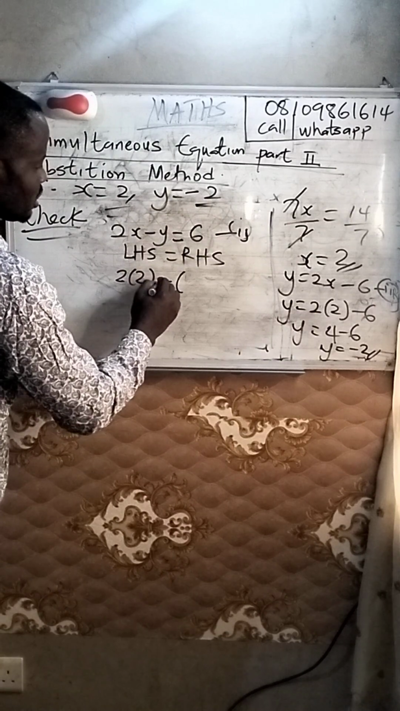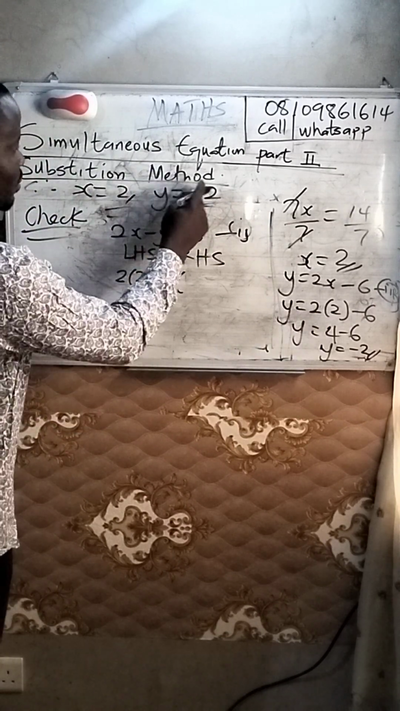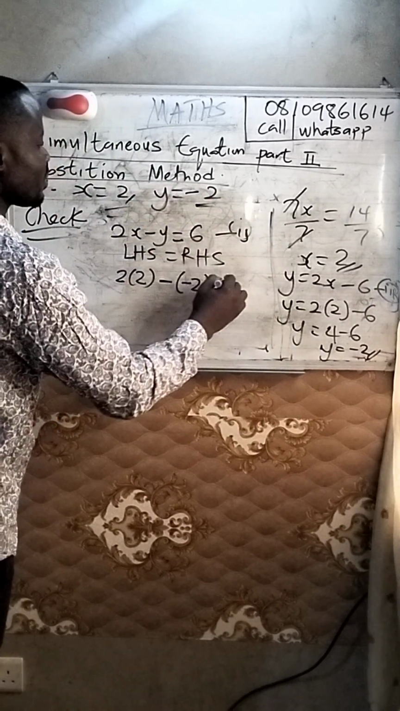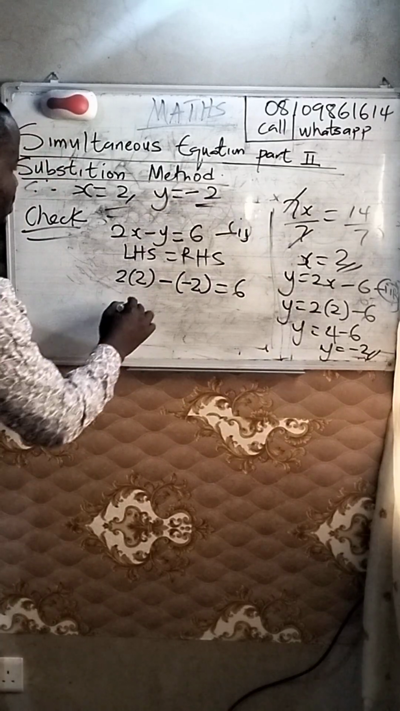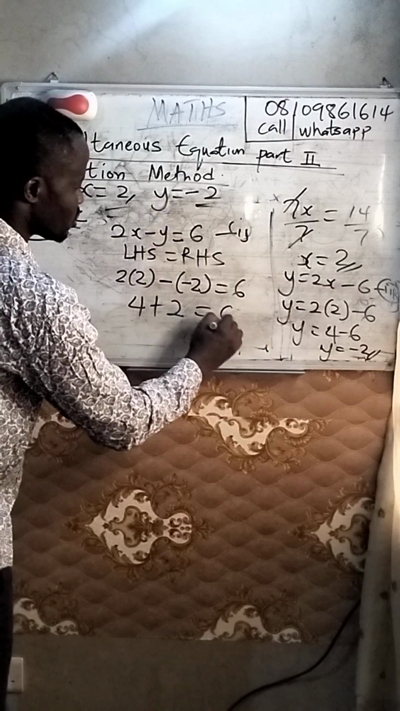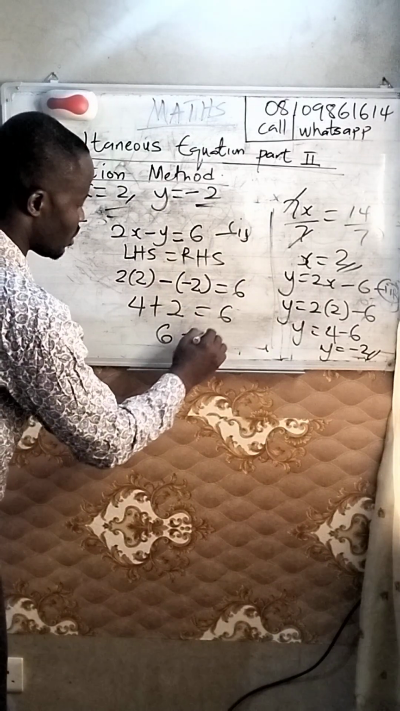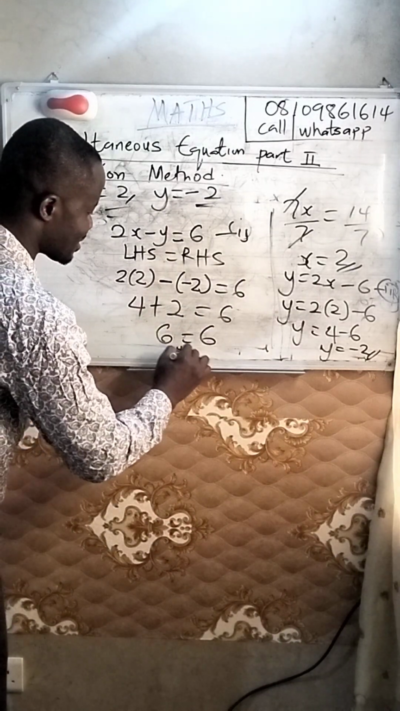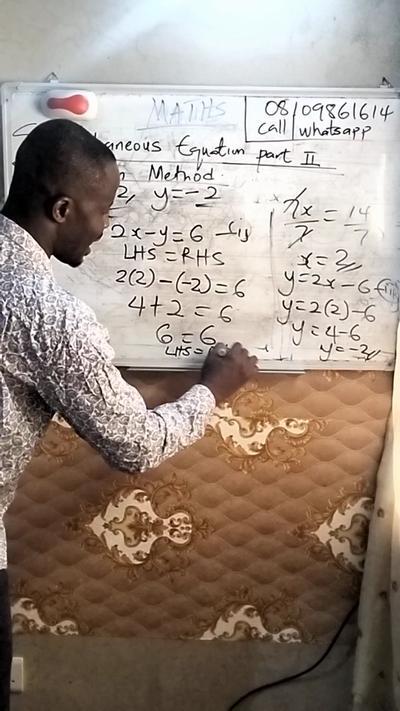Minus 2. So this minus is already in the equation, then we have y as minus 2. You put it here, which is equals to 6. So let's see. 4 minus times minus is plus, which is 2, is equals to 6. So we can see that 6 is equals to 6. Therefore, the left hand side is equals to the right hand side.